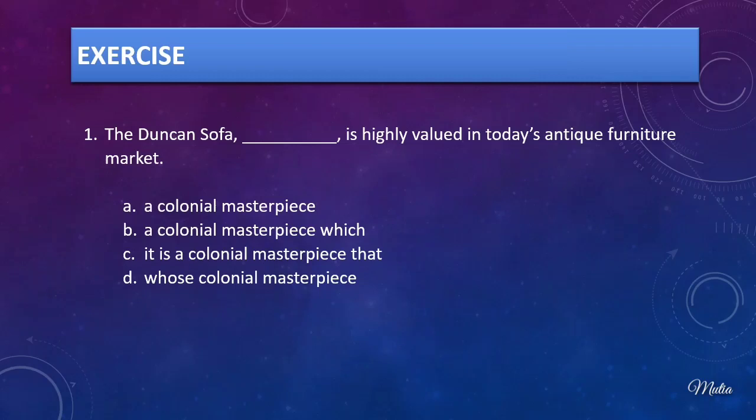A. A colonial masterpiece. This is the correct answer because it is kind of noun phrase. B. A colonial masterpiece which. This is incorrect because there is a connector which to connect a clause. C. It is a colonial masterpiece that. Incorrect because it is kind of clause. D. Whose colonial masterpiece. Incorrect because there is a connector whose to connect a clause.